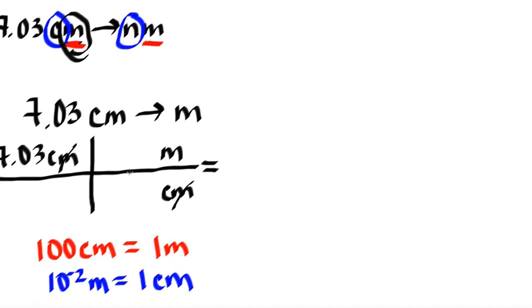I'm going to continue with the red because that's my preference. So I'm going to say 1 meter, and 1 here, and then 100 centimeters. So I'm basically doing 7.03 times 1 divided by 100. To make sure I don't give you any funny math, I'm going to use my calculator to double check everything I do. That gives you 0.0703 meters.